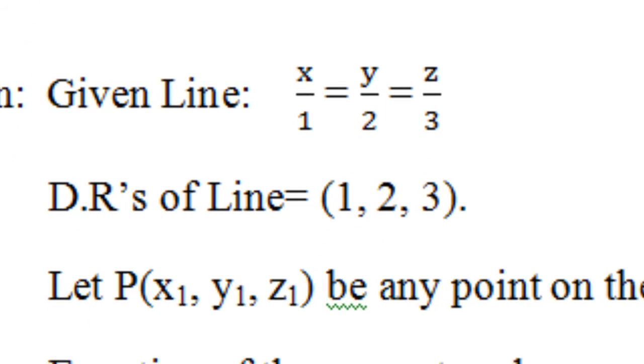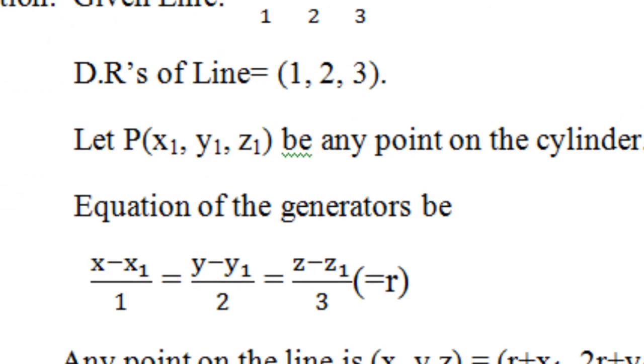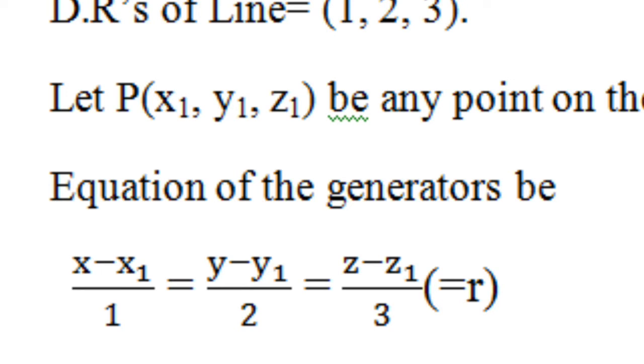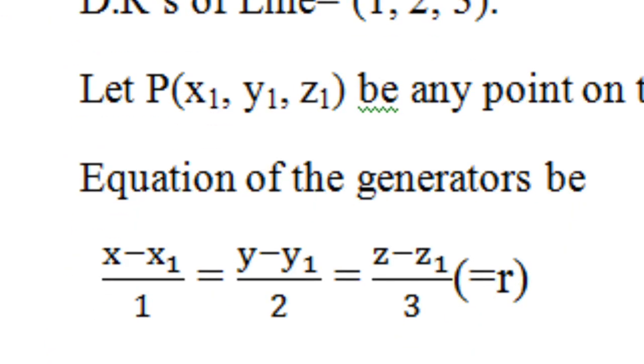Next, let P(x1, y1, z1) be any point on the cylinder. Then the equation of the generator, you know very well. If it passes through x1, y1, z1, it is (x minus x1), (y minus y1), (z minus z1) by, since this is parallel to the given line, the DRs must be proportional, that means 1, 2, 3. Now take (x minus x1) by 1 is equal to (y minus y1) by 2 is equal to (z minus z1) by 3, and let that equal r.